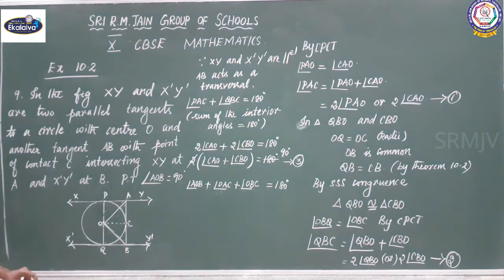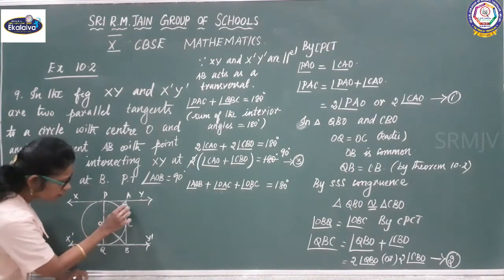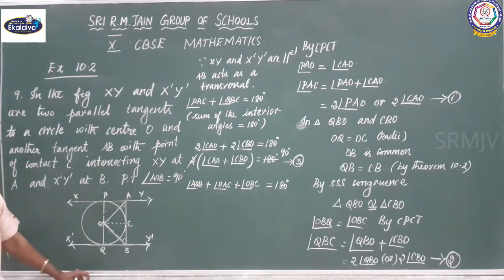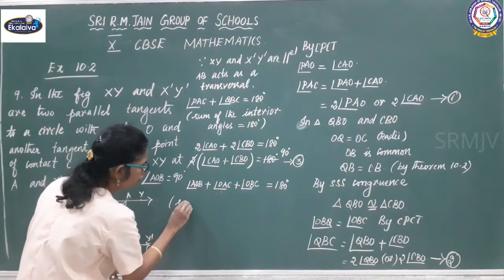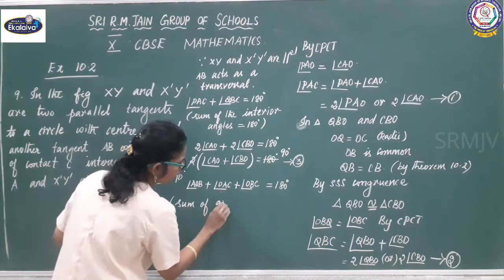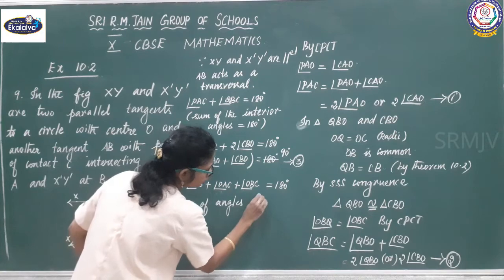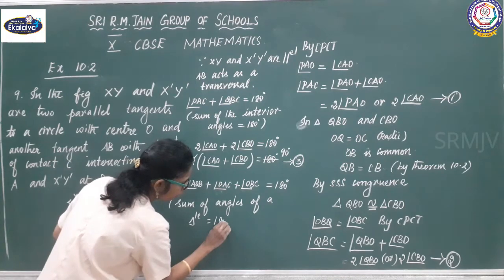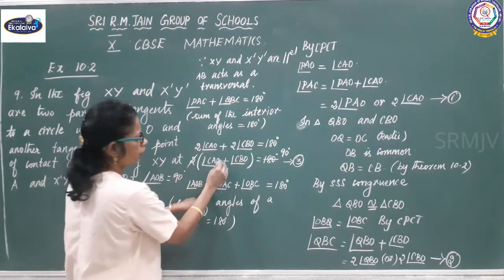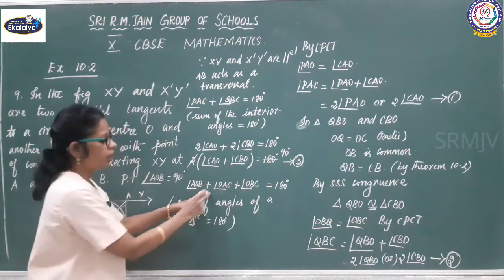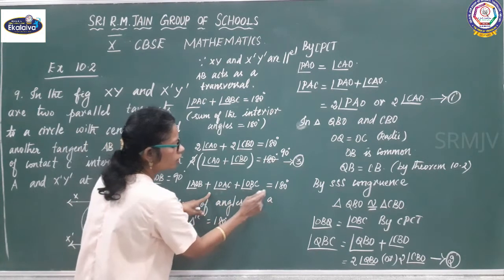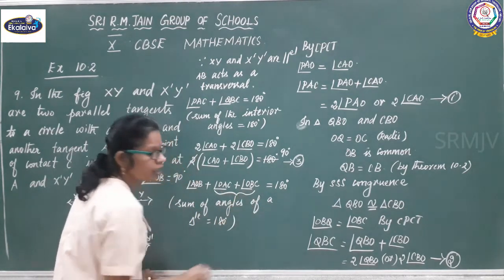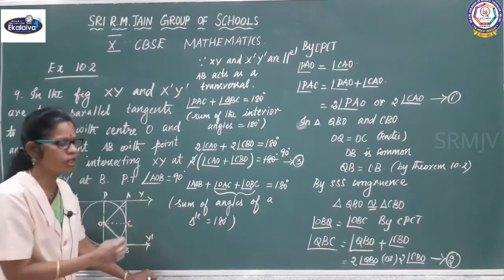How is it 180 degree, children? See, this angle plus this angle plus this angle represents the sum of angles of a triangle equal to 180 degree. What we proved here, equation number 3, what does it say? Angle OAC plus angle OBC equal to 90 degree. So, this one I am going to replace by 90 using equation number 3.